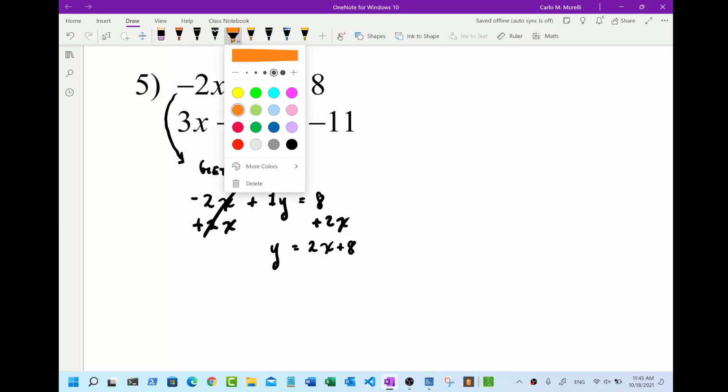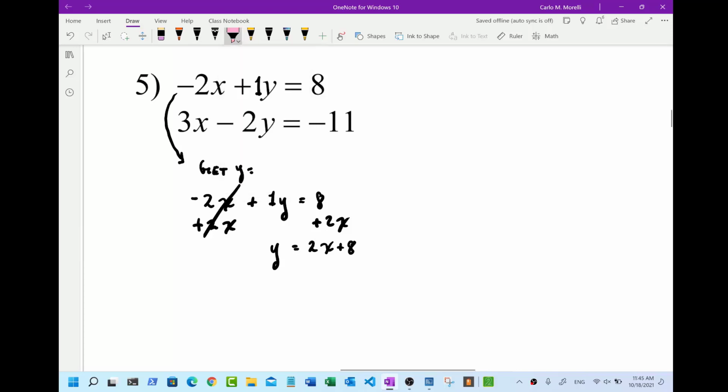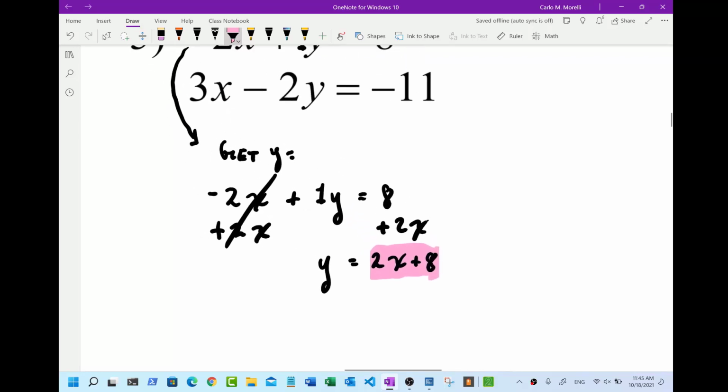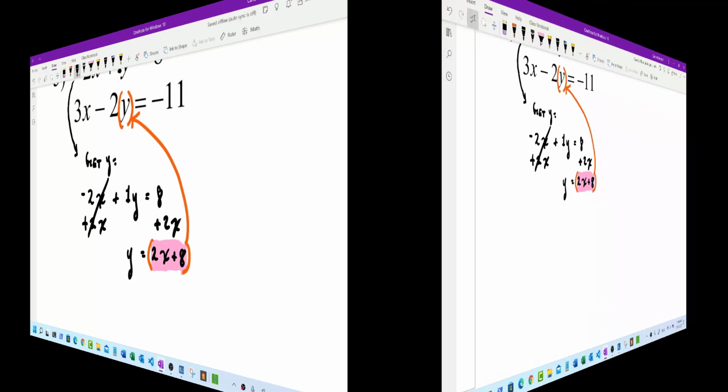And it's this that I'm going to substitute. So this 2x plus 8 right here, I'm going to stick this 2x plus 8 right here. Okay, you can't use the first equation because then you're doing just a loop. All right, so plug in 2x plus 8 right there. Does everybody understand what I am telling you to do? That's substitution. Okay, so let's go ahead and do it.